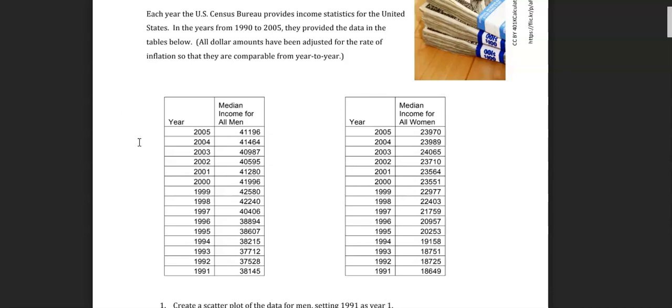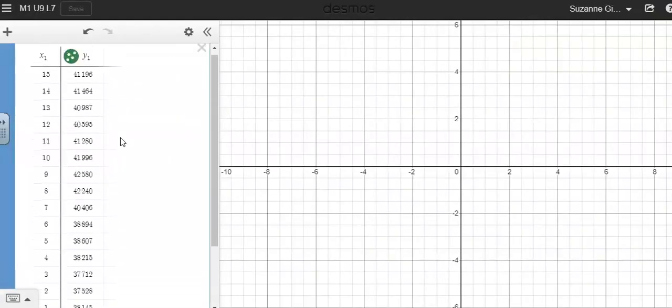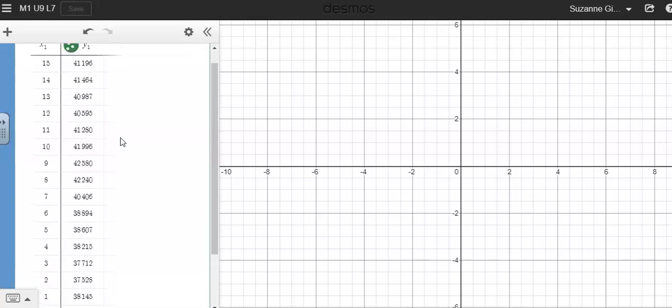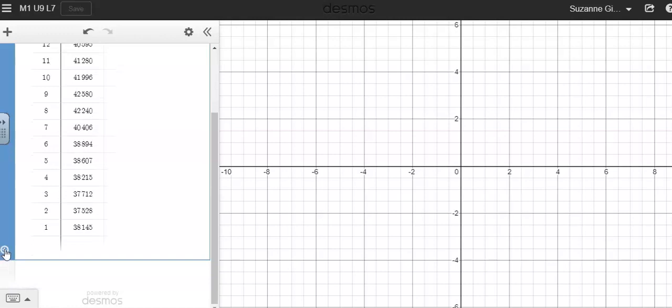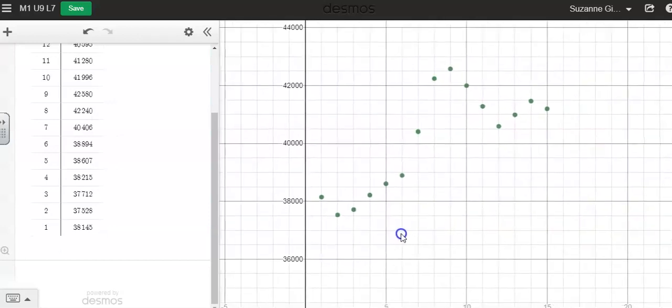I went ahead and took the data set right here, the median income for all men, and I have typed it into Desmos. Now that I have all my data listed here, I still can't see it on my graph. There is a Zoom Fit button right here on Desmos, so Zoom Fit. And now I can see my data, and I can grab the screen.